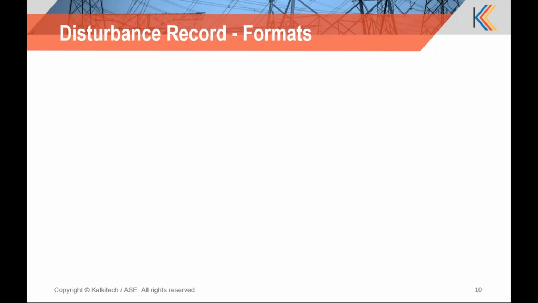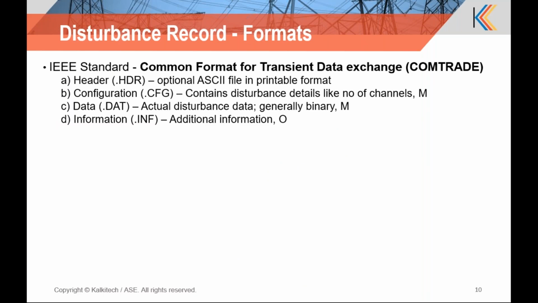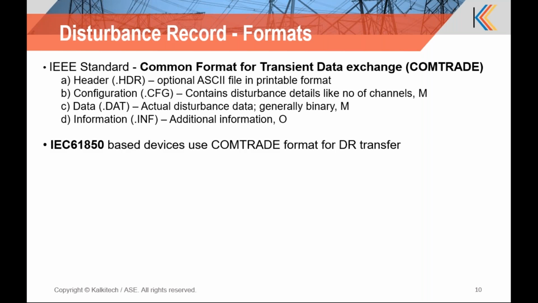Then moving on to different disturbance record format supported. So you are already aware of ComTrade format, which is the standard format, which is having header, configuration, DAT, information elements, and configuration and DAT files are mandatory. I'm not going into the details. And 61850 uses the ComTrade format directly, and IEC 103 has got its own format, and that is specified in the standard.